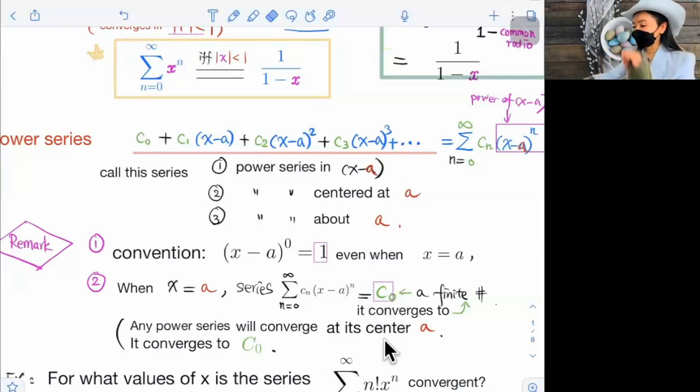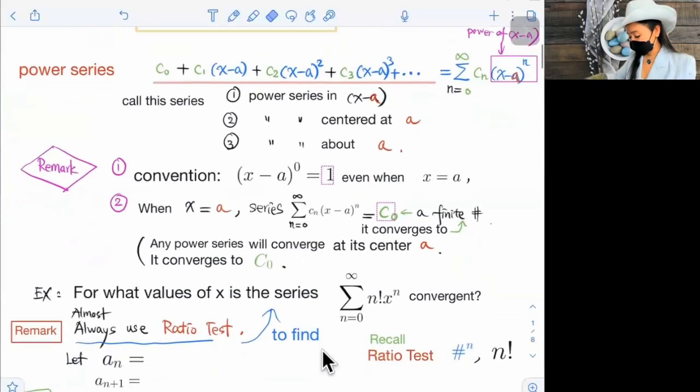So every power series is going to converge at its center. Which means when you substitute the center, which is a, it always equals a finite number, which is this c0 over here. So every power series is going to equal this finite number c0 when you substitute x equal to a.